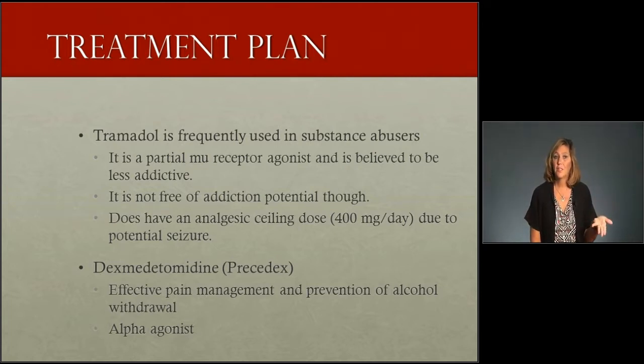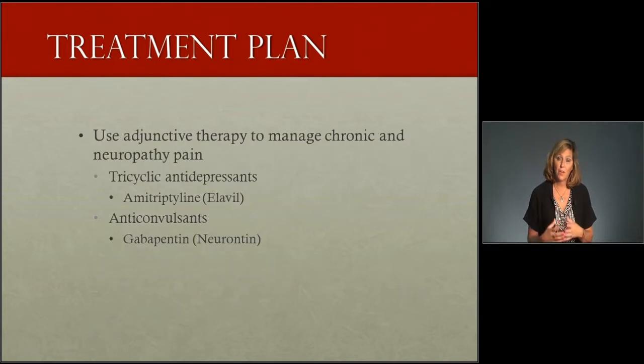The other option is Precedex, particularly if they're in the ICU, because Precedex is an alpha agonist. It is not an opioid. It doesn't have any of the high or the addictive qualities to it. It has been used to help with alcohol withdrawal. It has pain or analgesic effects to it, and it is somewhat of a sedative, all right? But there's no habituation, no dependency, no addictive properties to it.